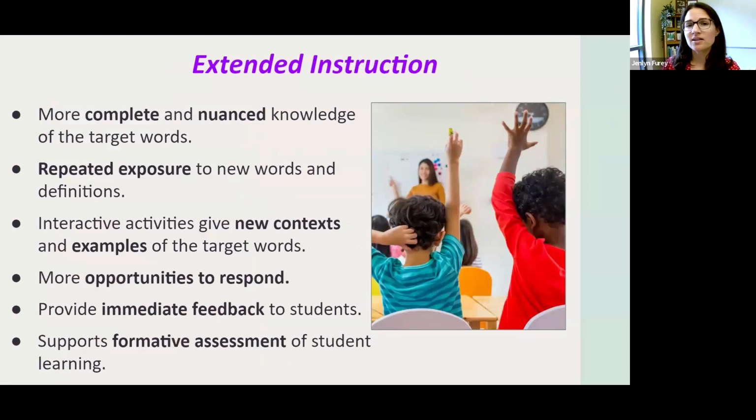So again, with extended instruction, we are supporting a more nuanced, complete word knowledge. We are providing repeated exposure to the target words that we've already taught through embedded instruction. And really importantly, this is giving new context. So outside of the context of the storybook reading, we're learning about this word in new examples.